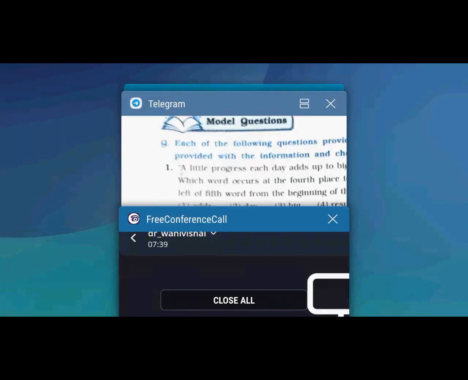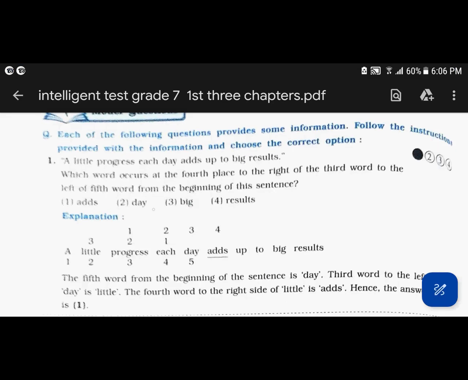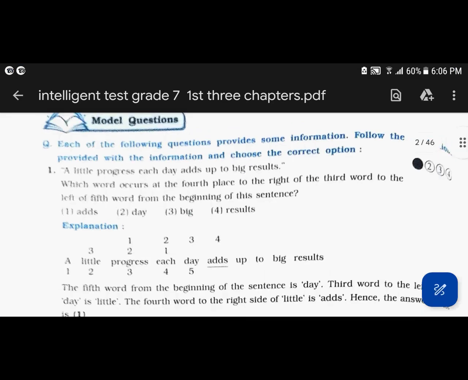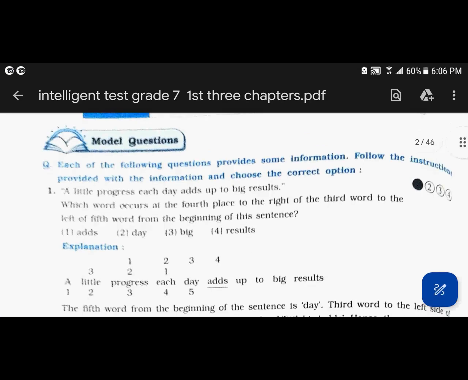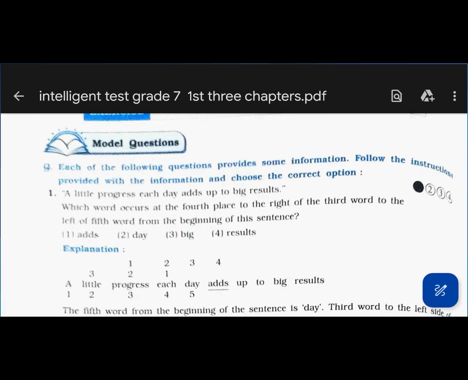Okay. So one question is a little bit tricky one that I will take first, and then we'll move ahead. Okay. Now see, one second.